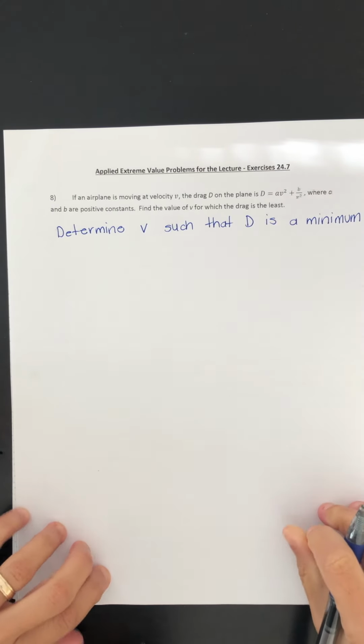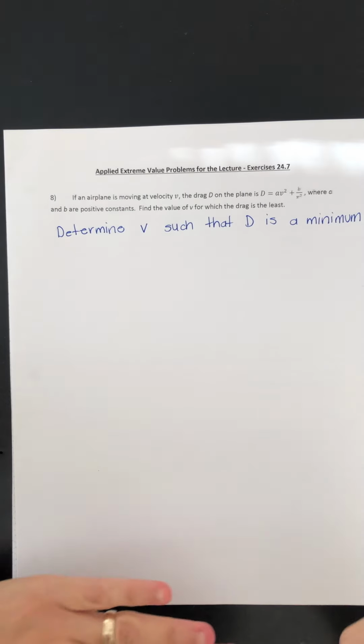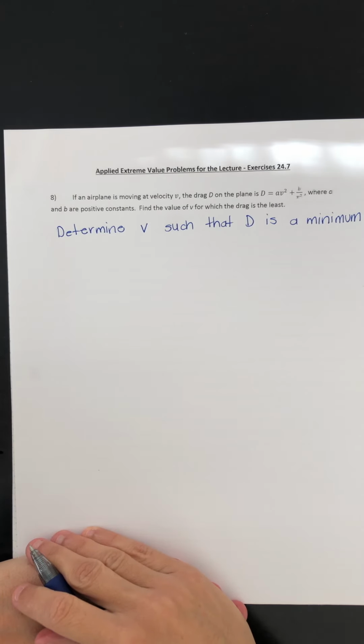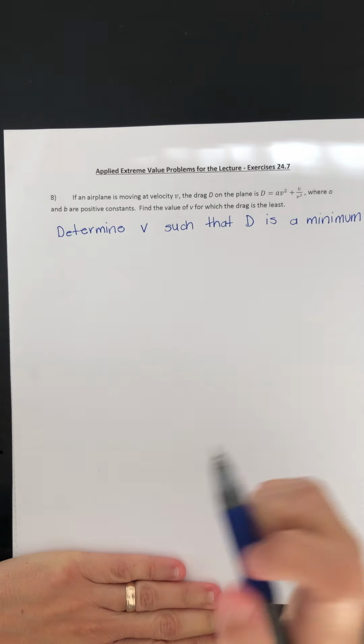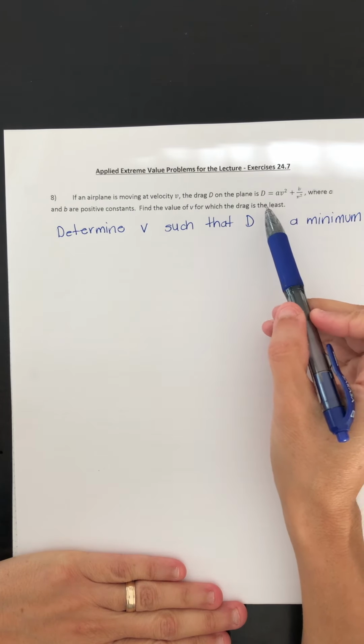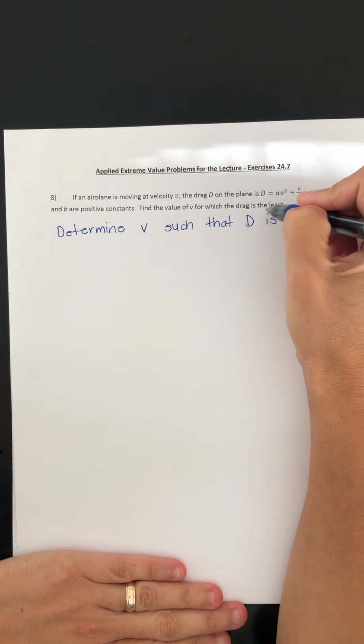Now you have to remember how we located minimum points on a graph. What we did was we took the first derivative and set it equal to 0, and then we solved for x. So we would do the derivative of y with respect to x is equal to 0, and then we solved for x. Well, what we're going to do here is the derivative of d with respect to v.